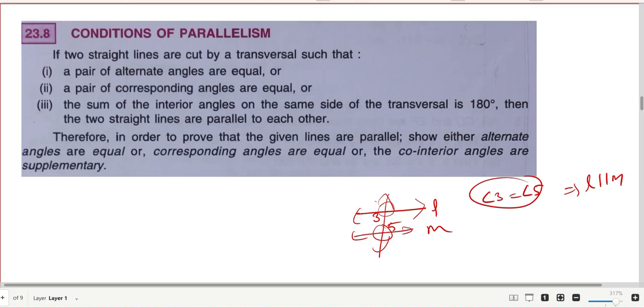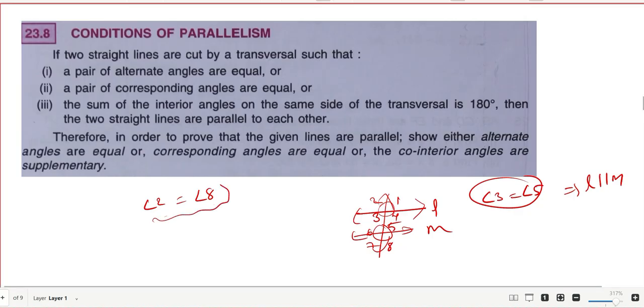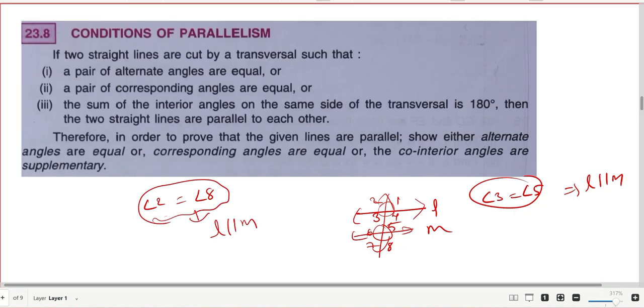Like if you take 1, 2, 3, 4, 5, 6, 7, and 8, if you prove that angle 2 is equal to angle 8, these are alternate exterior angles. So as the alternate exterior angles are equal, we say that these two lines are parallel. That means in order to prove two given lines parallel, we need to prove either that a pair of alternate interior angles are equal, or alternate exterior angles are equal.